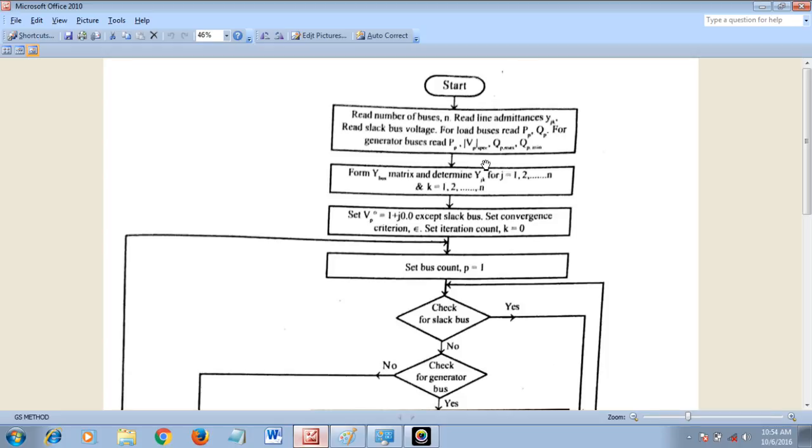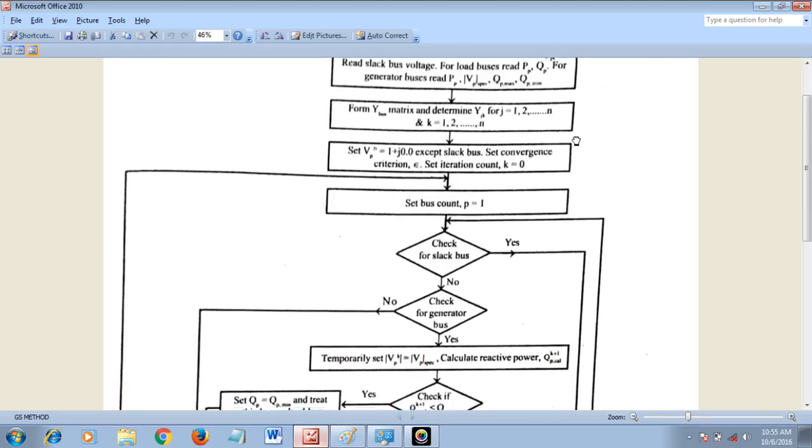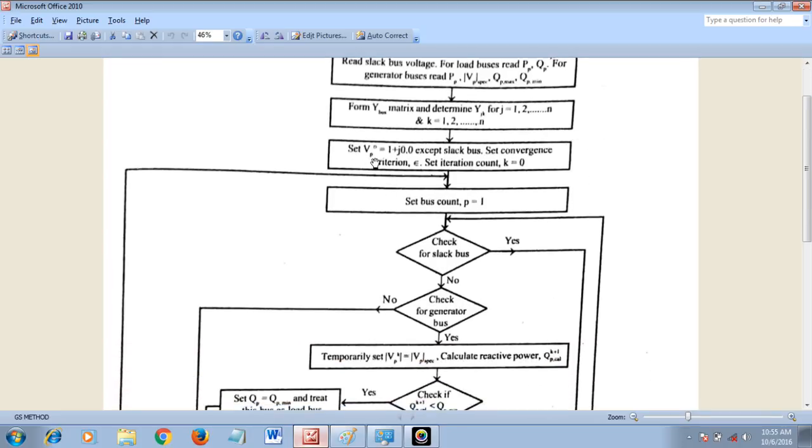After the reading process is over, you have to form the Y bus matrix and determine Y_jk, where j stands for 1 up to n and k stands for 1 to n. Here we form the Y bus matrix as usual, either by the method of inspection or singular transformation method, and in the next process we set V_p^0 as 1 plus j0 except the slack bus.